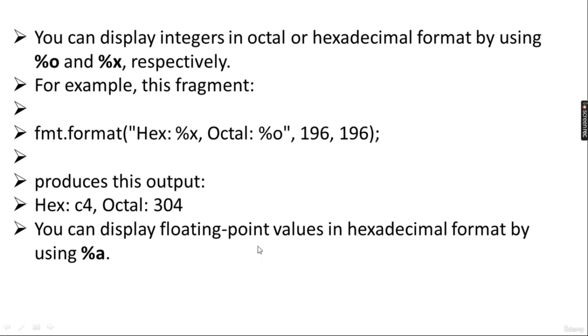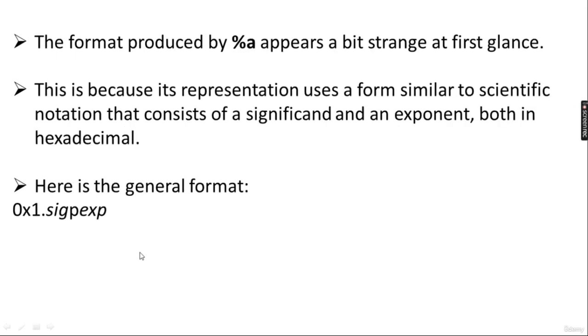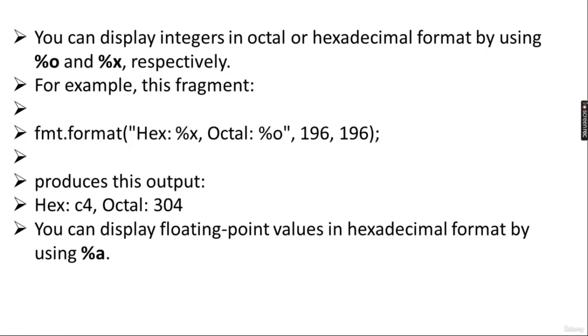You can display a floating point value in hexadecimal format by using %a. The format produced by %a appears a bit strange at first glance. This is because its representation uses a form similar to scientific notation that consists of a significand and an exponent, both in hexadecimal. So %a is for hexadecimal output.